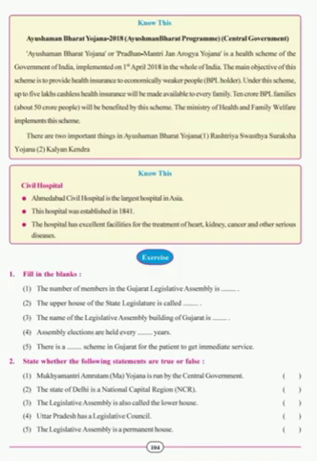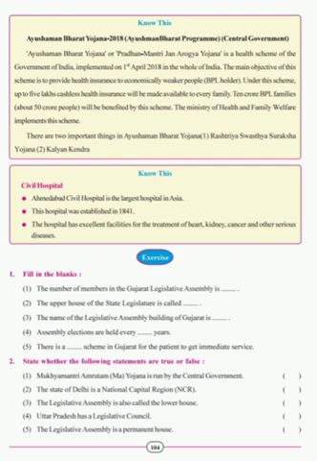Know this. Students, this is one more Yojana of the central government, that is Ayushman Bharat Yojana, which was implemented in 2018. Ayushman Bharat program, central government. Ayushman Bharat Yojana or Pradhan Mantri Jan Arogya Yojana is a health scheme of the government of India implemented on 1st April 2018 in the whole of India. The main objective of this scheme is to provide health insurance to economically weaker people, especially BPL holders, the people who are living below poverty line.